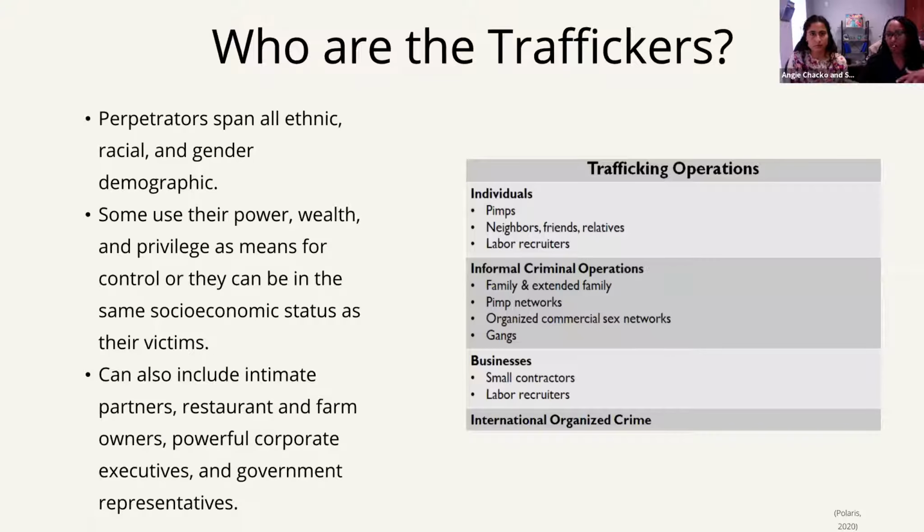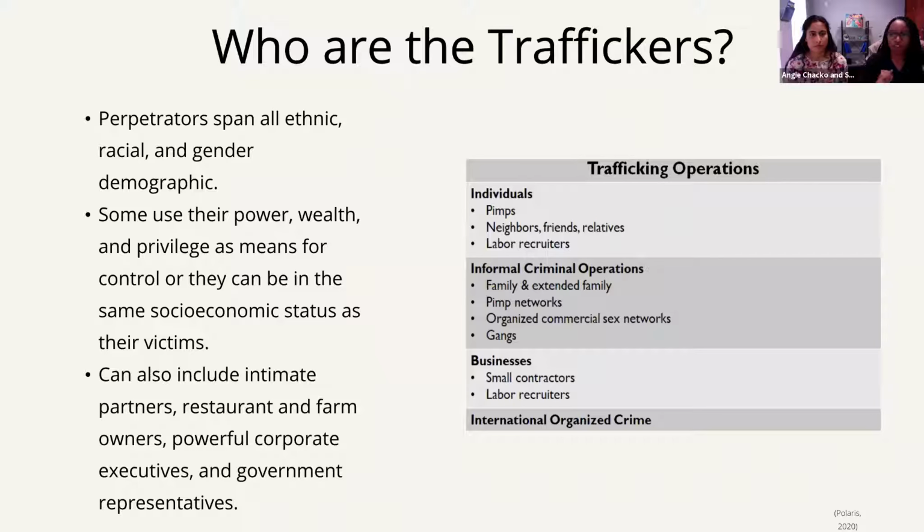So who are the traffickers, right? Who are the people that are putting the victims in these situations? Honestly, it can be anyone. A lot of times we like to think that it's people from a certain economic group or from the low income side of town. It comes from all over.